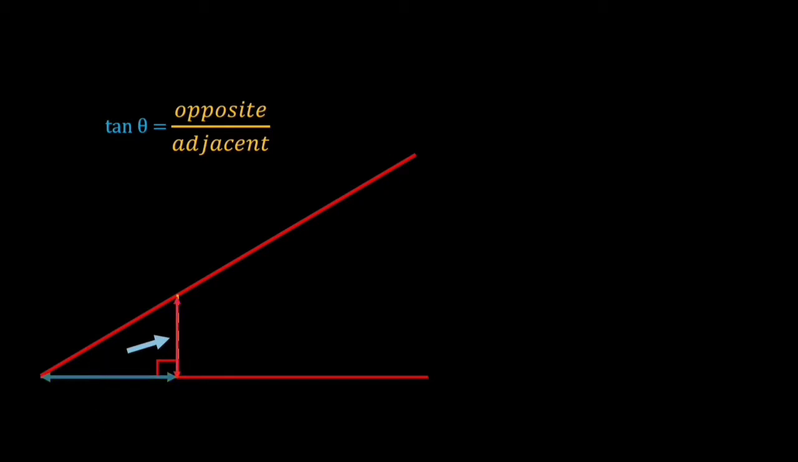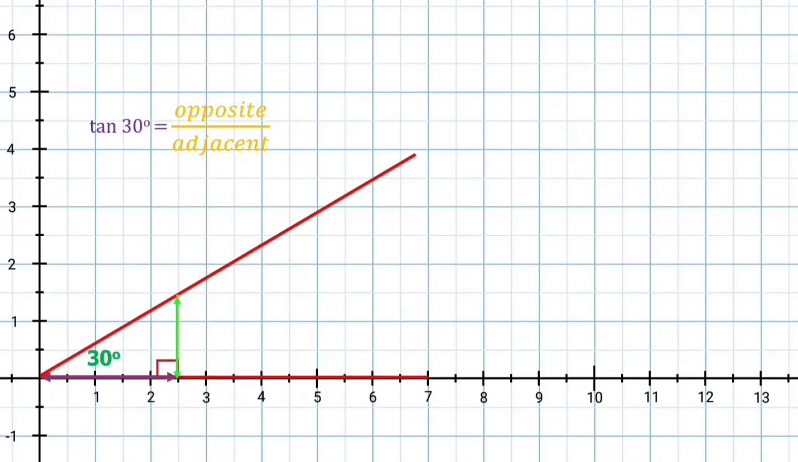So let's start by looking at an angle of 30 degrees. If we constructed a right-angled triangle with the reference angle 30 degrees and we measured the ratio of the opposite over the adjacent side, we'll get an interesting number. In this particular triangle that we've got here, the ratio of the opposite side divided by adjacent side is 1,4 divided by 2,4.